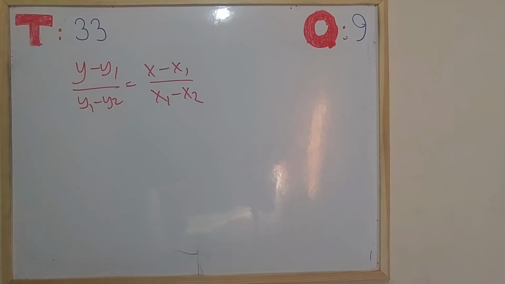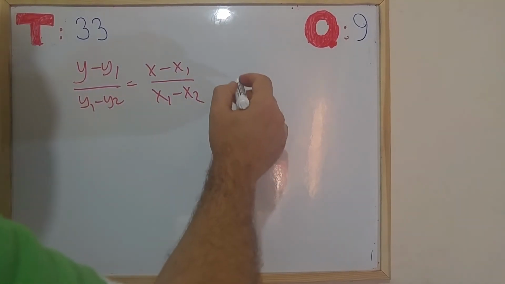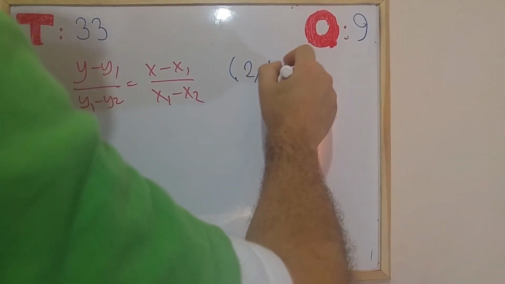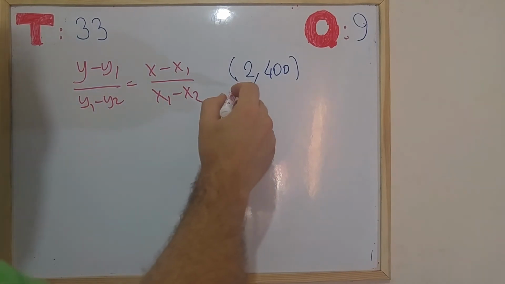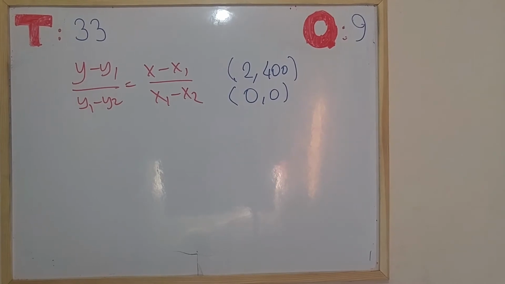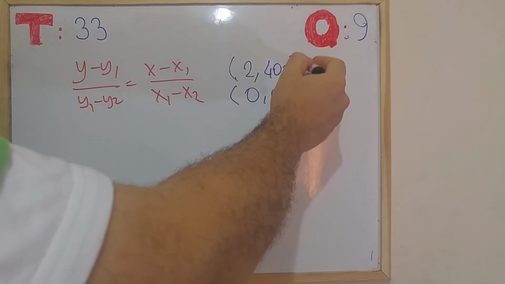Probably you would remember this formula: (y minus y1) over (y minus y2) is equal to (x minus x1) over (x1 minus x2). Let's find out the points. One of the points could be any point that you choose in the information given. Let's say that is 400. In 2 weeks, 400 books are sold. And at the beginning, there was no book sold, so let's choose the origin point as the other point. Let's apply this in the formula. Let's say this is 1, this is 2.